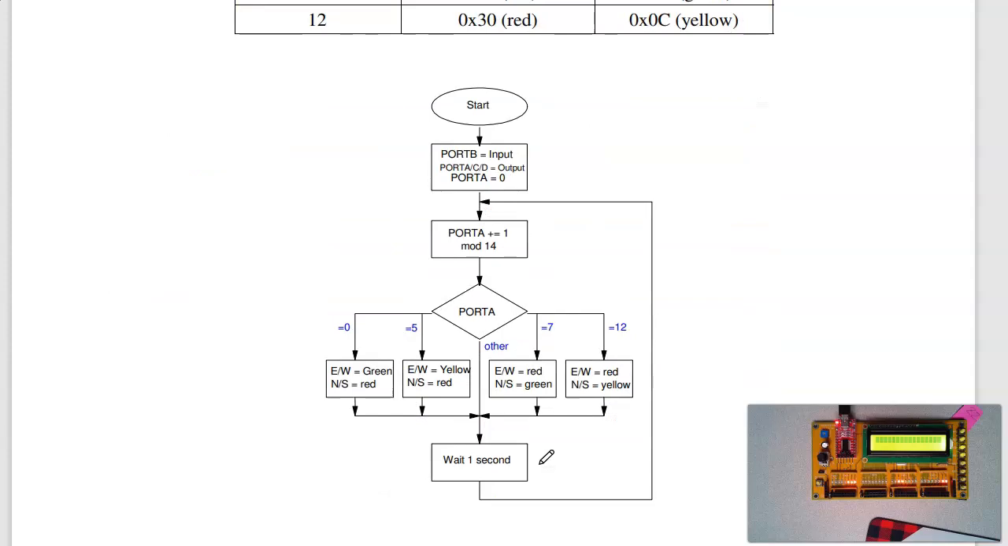In terms of the flowchart, a couple ways of doing this. What I did is kind of reuse the code from homework set number 2. I'm going to count mod 14. On 0, I go to green, 5, yellow, 7, red, red, green, and then 12, red, yellow. Wait 1 second, then repeat.